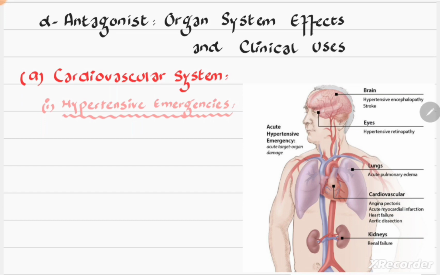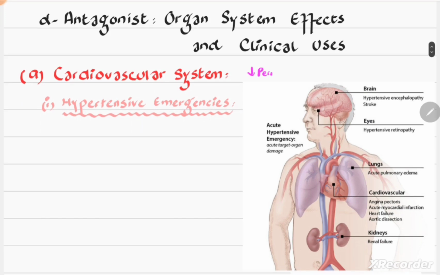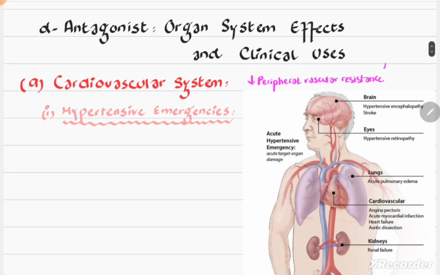So two major effects that you need to remember is that they decrease the peripheral vascular resistance, and this action is mediated by the alpha 1 receptor blockade. As alpha 1 receptor is usually used to induce the vasoconstriction in the smooth muscles of the vessel. So when this receptor is blocked, the effect we see is usually a decrease in the peripheral vascular resistance. So this is the first effect that we need to remember in the cardiovascular system.